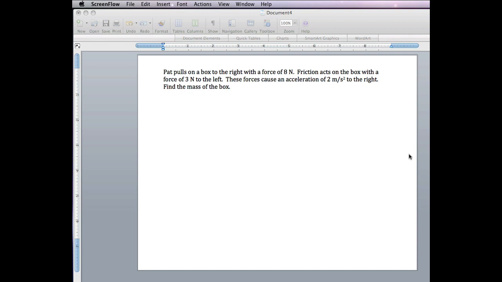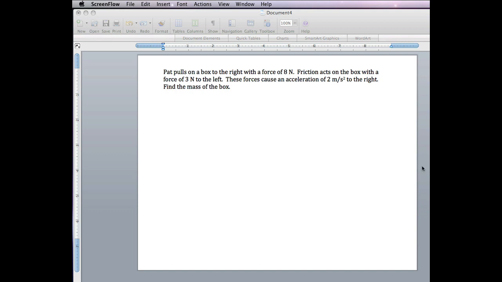This is a screencast using Newton's second law to solve a problem. Pat pulls on a box to the right with a force of 8 newtons. Friction acts on the box with a force of 3 newtons to the left. These forces cause an acceleration of 2 meters per second squared to the right. Find the mass of the box.